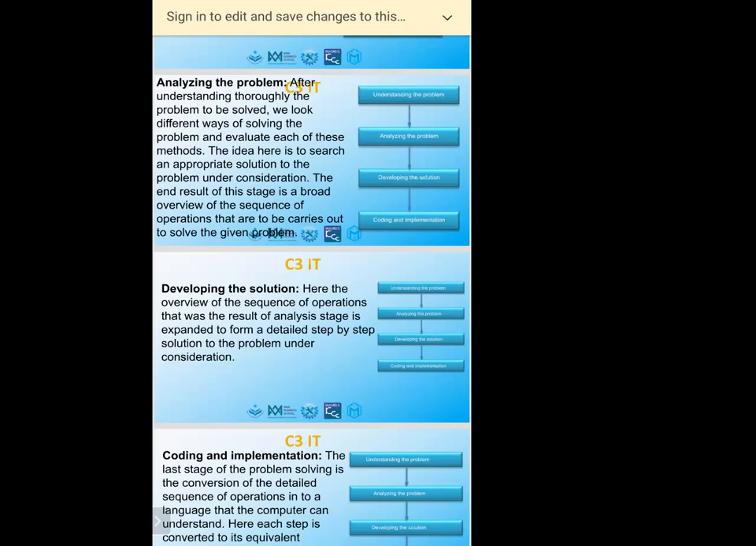Okay, I want a house. That is understanding the problem. Then analyzing the problem. What is analyzing the problem?